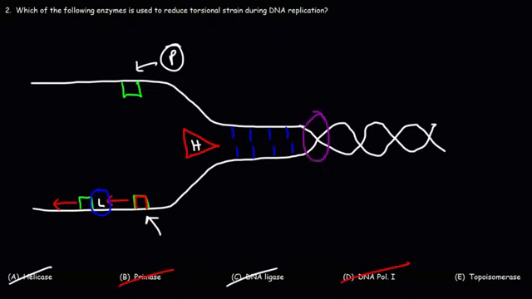The topoisomerase enzyme is the enzyme that relieves the torsional strain that is built up when helicase separates the two strands. So E is the correct answer.